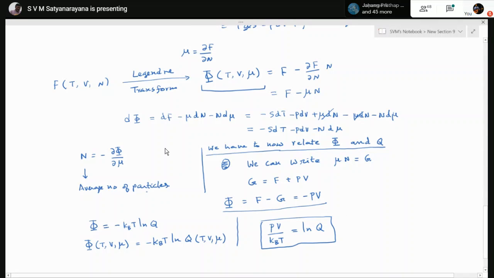You can see the same kind of relation. The average number of particles, as you can see, is minus dou phi by dou mu, and phi is equal to minus kBT logarithm of Q. So I can write the average N by kBT is equal to dou by dou mu of logarithm of Q.